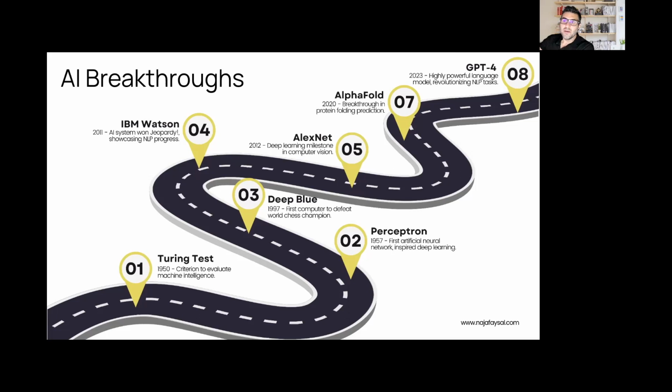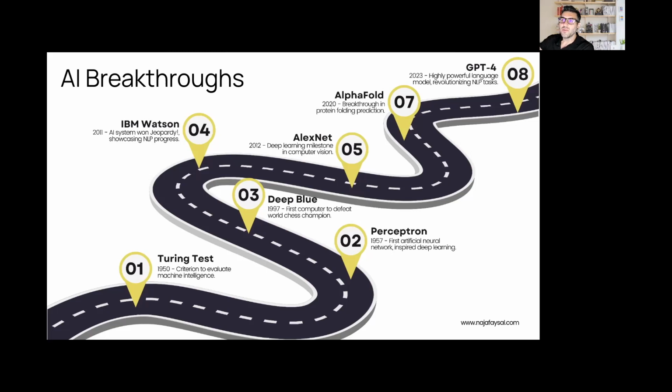And then followed by 2011, where IBM Watson developed a natural language processing engine that won the game of Jeopardy. And this was also a mind-blowing achievement, followed by AlexNet, which pioneered computer vision. And then in 2020, we have AlphaFold, a breakthrough in protein folding prediction, which is a major achievement in the biology sphere.